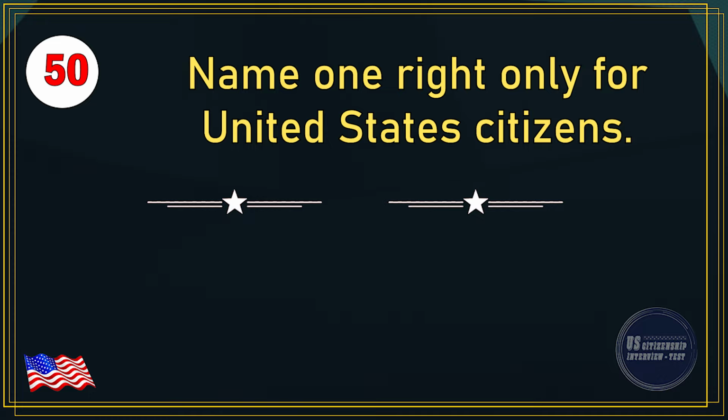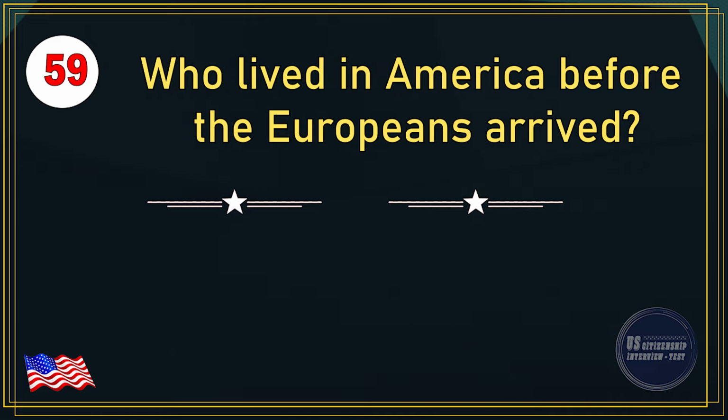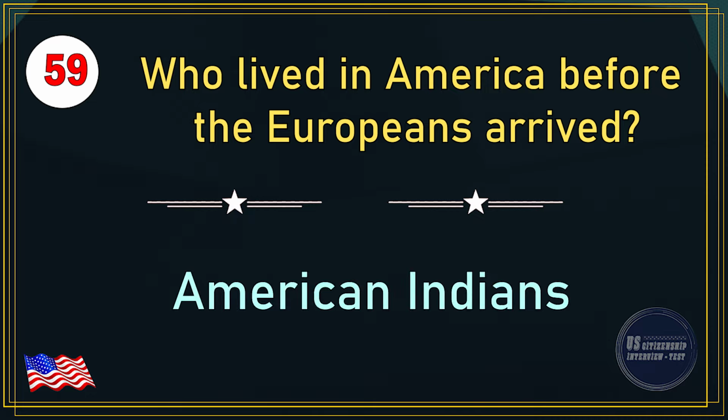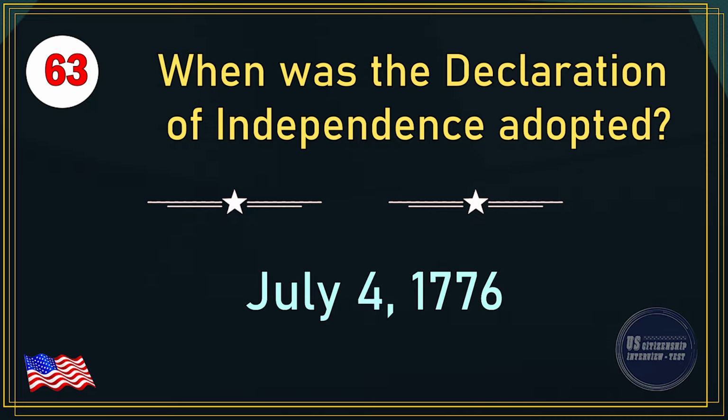Name one right only for United States citizens. Vote in a federal election. Who lived in America before the Europeans arrived? American Indians. When was the Declaration of Independence adopted? July 4th, 1776.